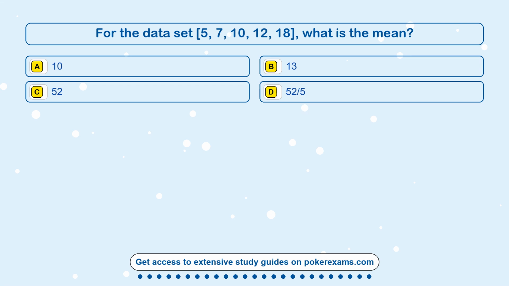Question 19. For the data set 5, 7, 10, 12, 18, what is the mean? Option A 10. Option B 13. Option C 52. Option D 52/5.